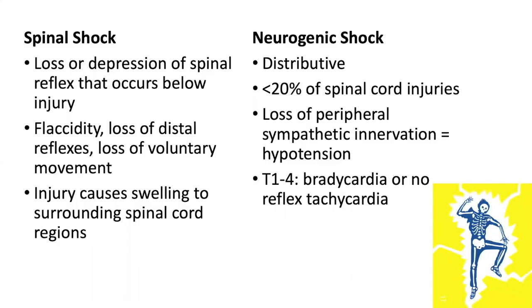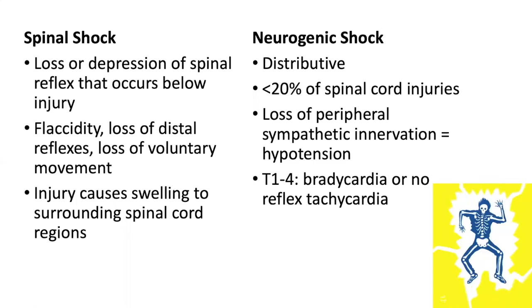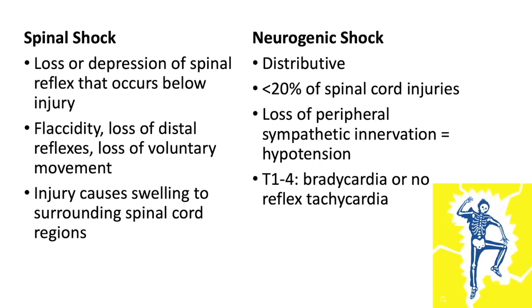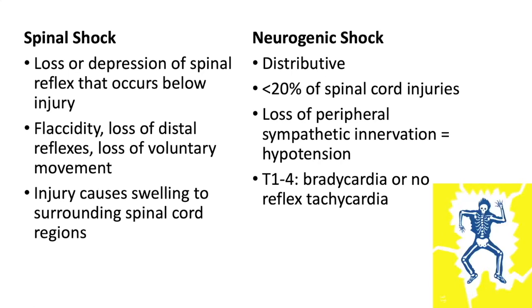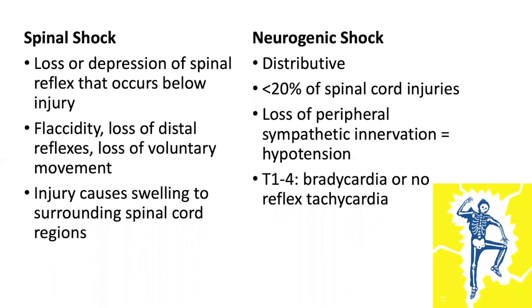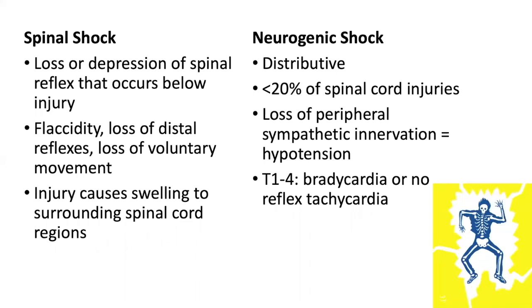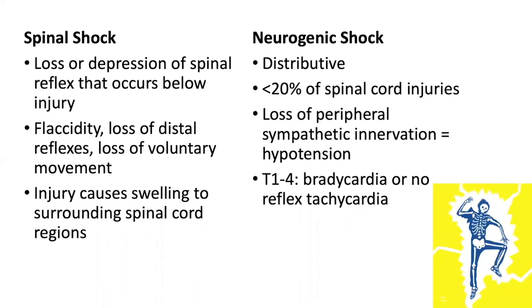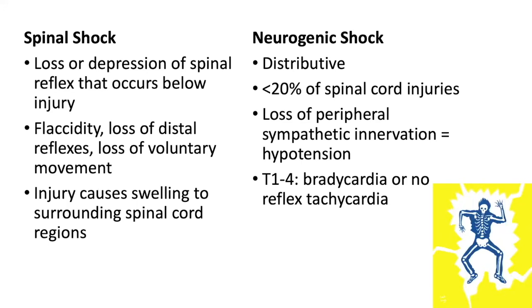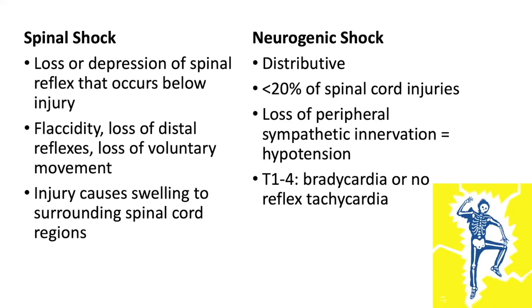Things that can cause spinal shock and neurogenic shock are unstable cervical spine fractures. They're not the same thing. Spinal shock is when you have loss or depression of spinal reflexes below the injury. You will have flaccidity, loss of distal reflexes, and loss of voluntary movement. Neurogenic shock is completely different. Spinal shock is more a lack of motion and lack of sensation because of your recent injury.